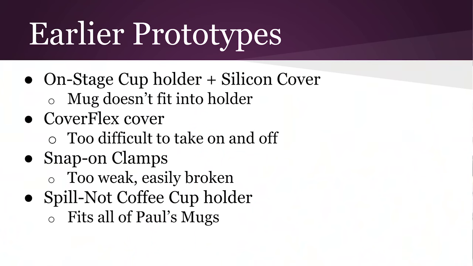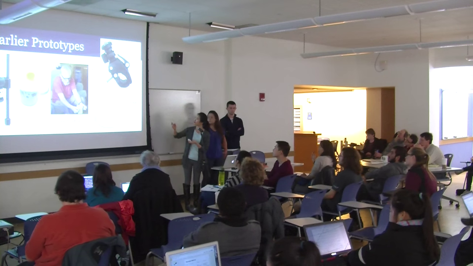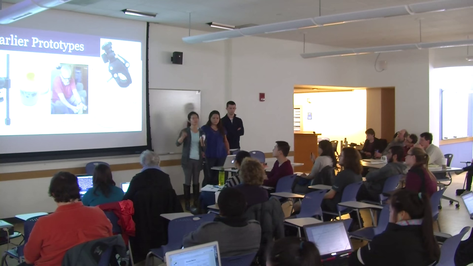And then some of our early prototypes. We were thinking of maybe covering the cup with one of these, which works really well and will not spill, and then maybe putting it in one of these stage holders, and putting the holder on his crutches. Because his mug didn't fit, it's too small, we were thinking of another kind of cover, which is the flexi cover.